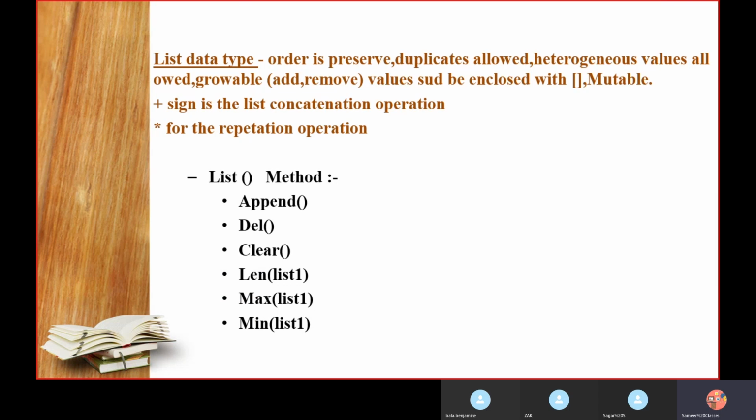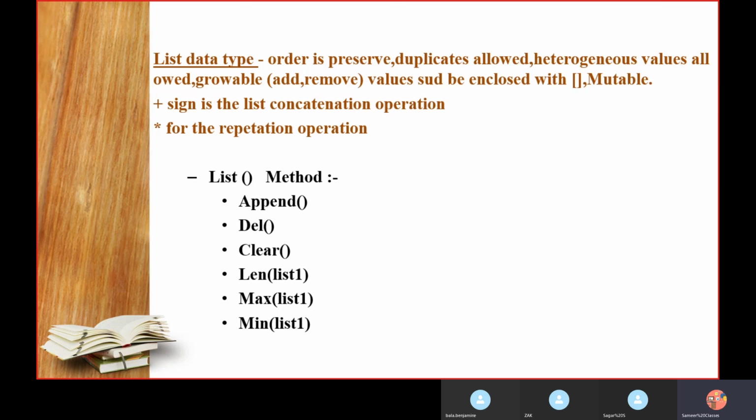Heterogeneous values are allowed, meaning a list can contain numbers, strings, floats, bools, all in one particular list. That is possible. It's growable. Once you have created it, you can add new elements into your existing list, and you can remove any existing element from the list. So it is growable, meaning you can add as well as remove. And a list should be enclosed in square brackets. This add and remove after initialization is known as what? Mutable. As we have seen in byte array and byte data type.